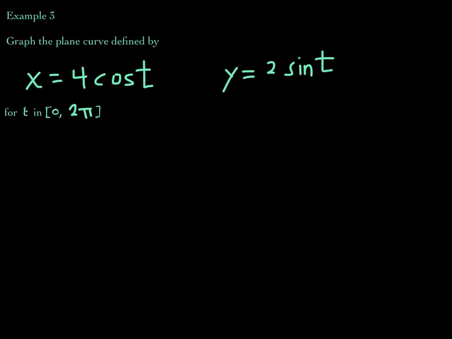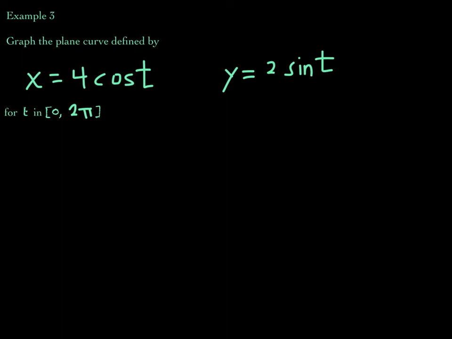All right, let's graph a new plane curve. Now, this plane curve is defined by these two parametric equations, okay? Remember, t is called your parameter, and each one of these equations, x equal to 4 cosine t, y equal to 2 sine t, are called parametric equations. Now, this curve is defined for t values inside this interval from 0 to 2 pi.